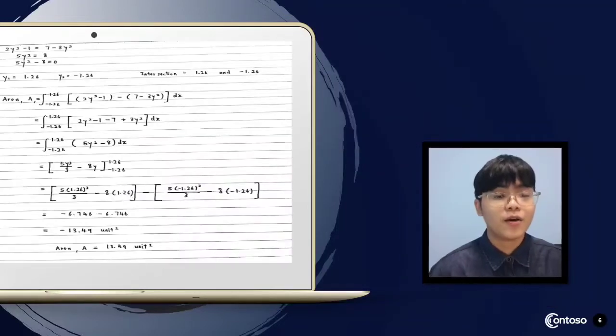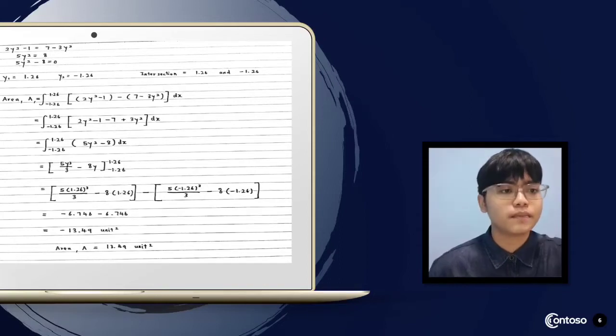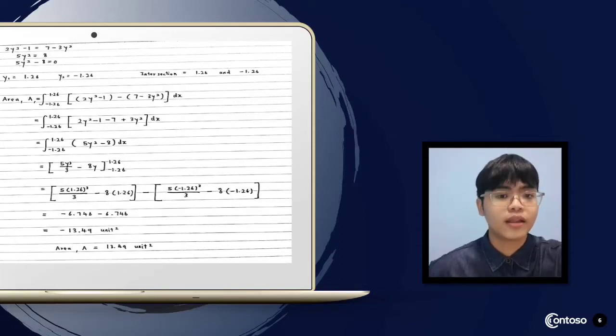Okay. You can take the two equations and combine them together to become 2y squared minus 1 equals 7 minus 3y squared. Then we can get the equation by moving terms around. It will become 5y squared minus 8 equals 0. Then by using the calculator equation, y1 equals 1.26 and y2 equals negative 1.26. Those are the intersections.